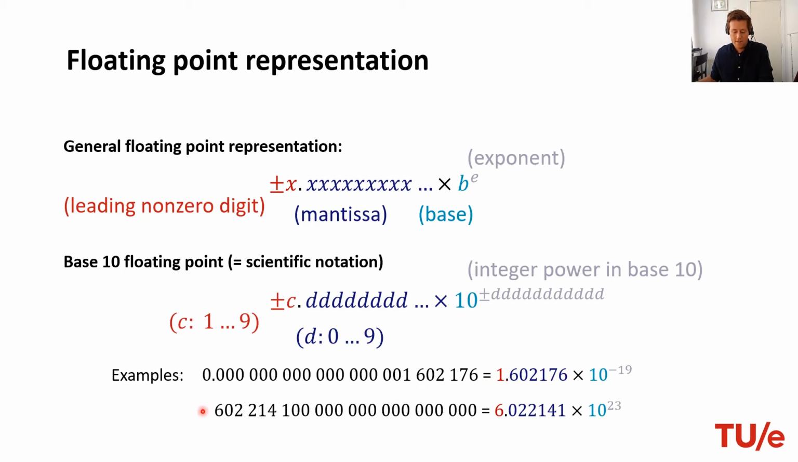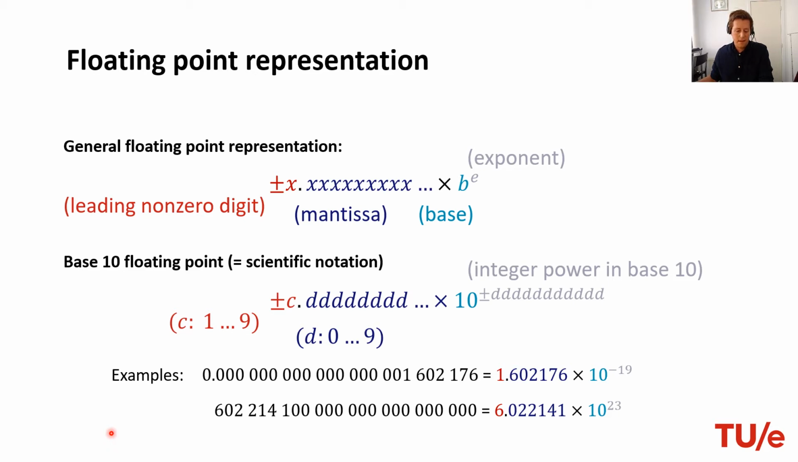Similarly, for very large numbers, this is Avogadro's constant. This can be much more compactly written as this, where we have as a leading non-zero digit 6. Then we have our floating point, a mantissa of 0 2141 times 10 to the power 23. And this 10 to the power 23 is because, moving from here to here, we would have to move the point, which in this case is located on the right of the last zero, 23 places.